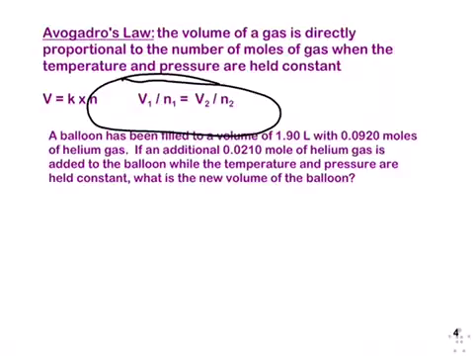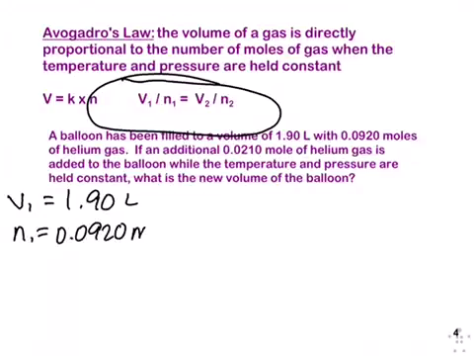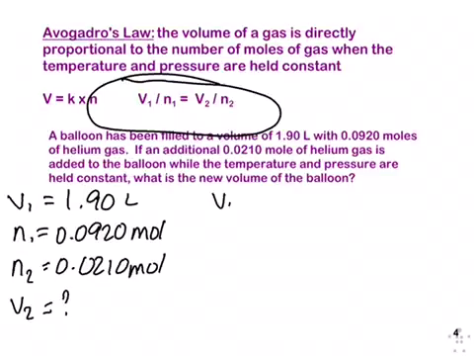Yes? All right. So a balloon has been filled to a volume of 1.90 liters, and it has 0.0920 moles of helium gas. If we add another 0.021 moles, what will be the new volume? So V1 over N1 equals V2 over N2.